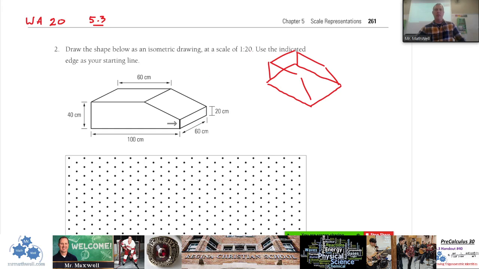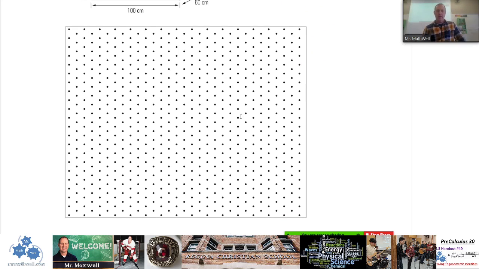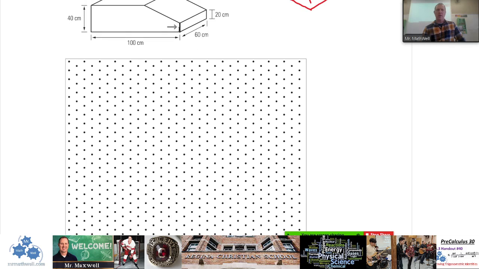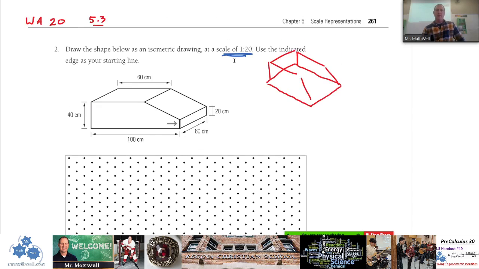Now, the other important thing right here is the scale. Sometimes you're going to have to come up with your own scale, but in this question, they give you the scale. The scale is 1 to 20. Use the indicated edge as your starting line. So in this one, the indicated edge is this edge right here. You're going to use this edge as your starting line, and 1 to 20.